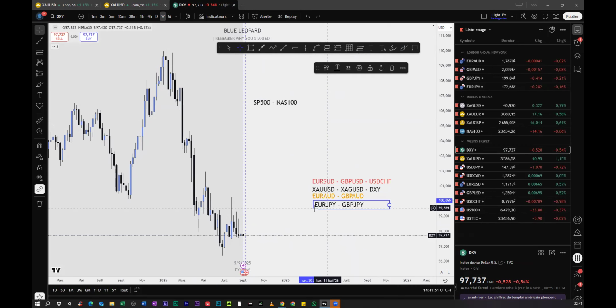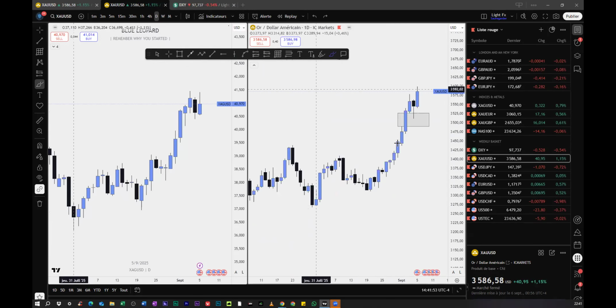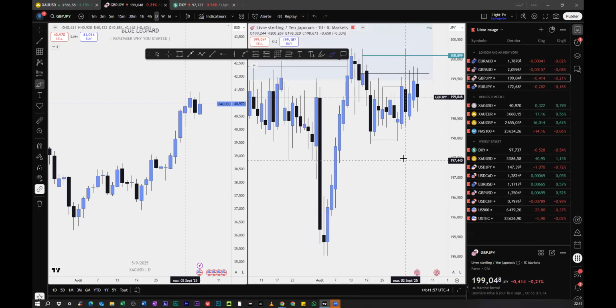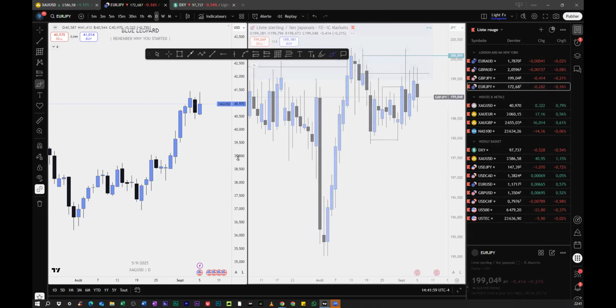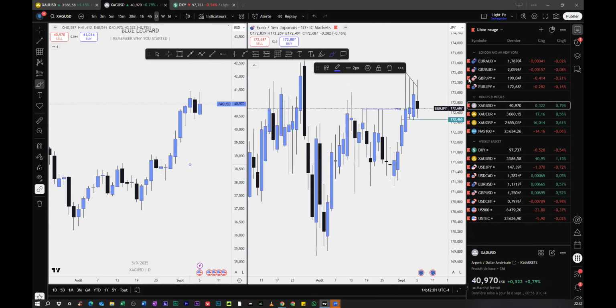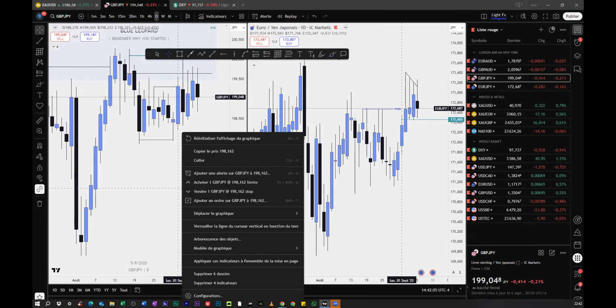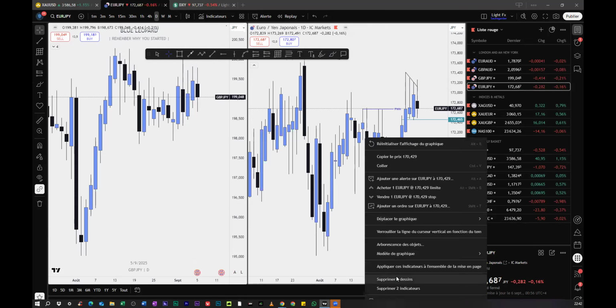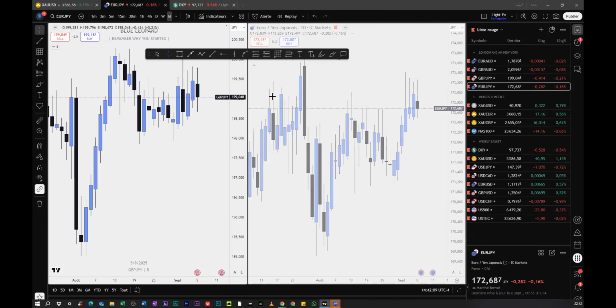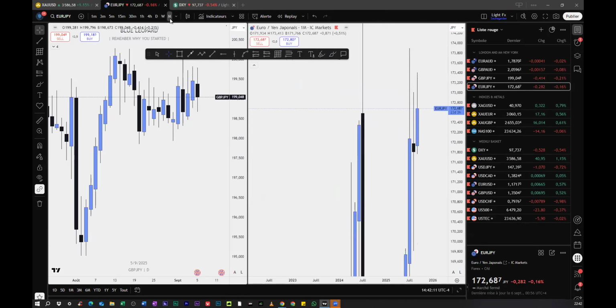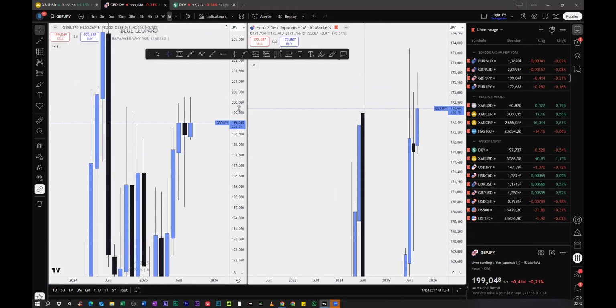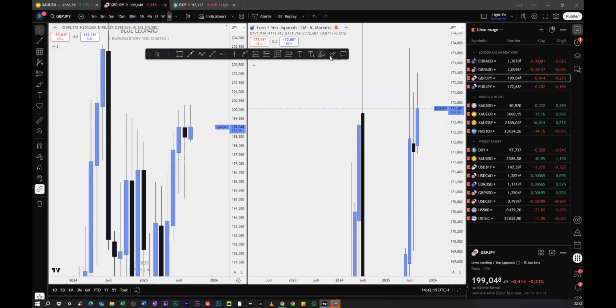I want to see the EJ and GJ real quick. Let's go here. Where are they? Here. This is GBP. Now let me put the Euro JPY here and GBP JPY here. Now let me real quick show you on the monthly time frame what price did here. You will see that sometimes the monthly time frame can tell us. You see here on the monthly time frame, this is GJ.